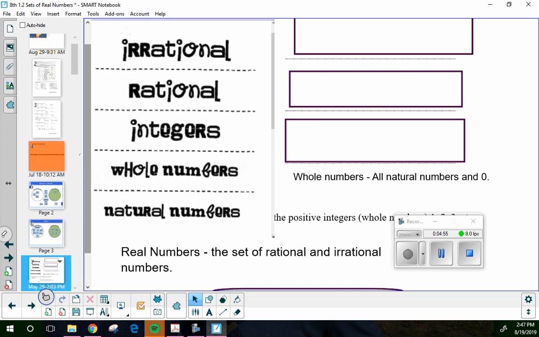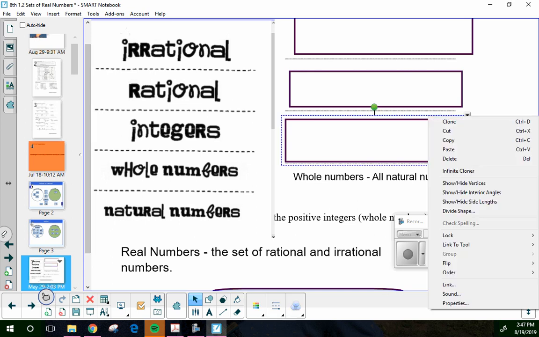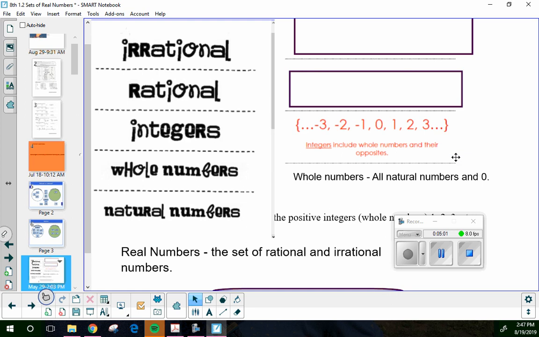And then the next category are integers. And integers are also whole numbers and their opposites. Whole numbers and their opposites. So if it's got a negative sign and it's a whole number, it is also an integer. So it's 1, 2, 3, negative 1, 2, 3, 0. Those are examples of integers.